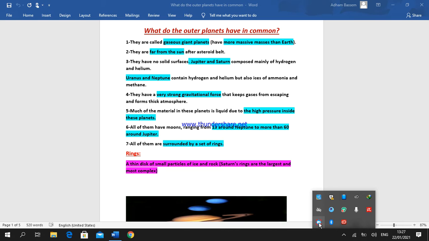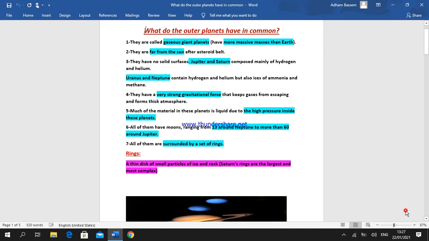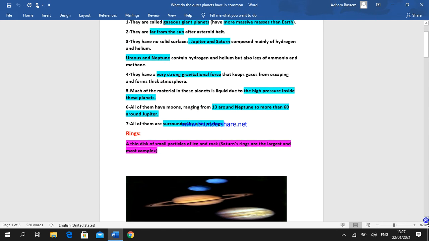When we see the photo of the outer planets, we notice that the outer planets are called gaseous giant planets because they have more massive masses than Earth. Because Earth is the biggest one in the inner planets. So the outer planets have more massive masses than Earth.